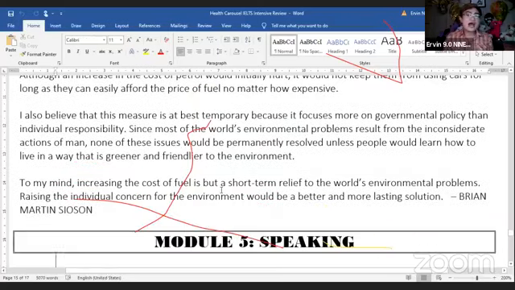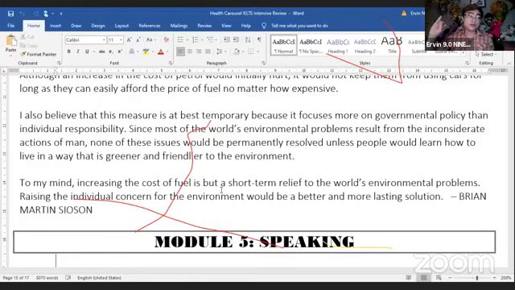Okay. I also believe that this measure is at best temporary because it focuses more on governmental policy rather than individual responsibility. Brian is not mentioning theories. He is not mentioning according to Republic Act, blah, blah, blah, or according to the Kyoto Protocols, something like that. No, he's very simple when he comes up with his essays. And what did you notice?